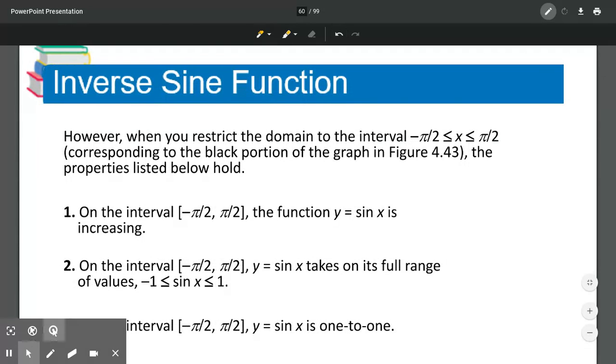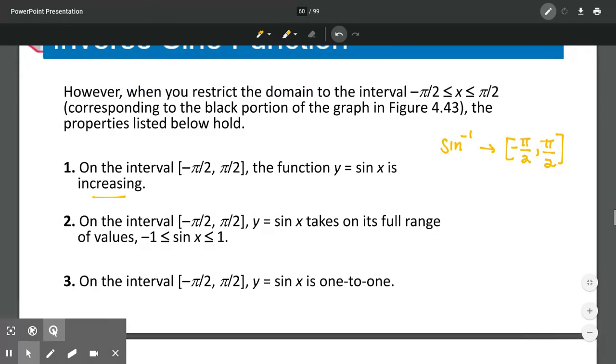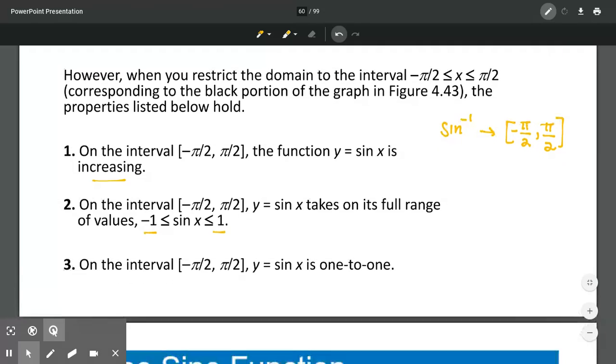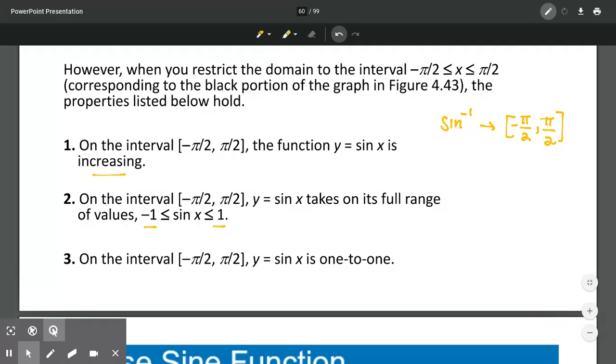So what we have to think about is that with our inverse sine function, and we'll get into this notation in a minute, your inverse sine function is always restricted from negative pi over 2 to pi over 2, which means all of your answers will fall in that range. Okay, and your sine function is always increasing, it takes on that full range of values from negative 1 to 1. And by restricting it, we make it 1 to 1. And remember, 1 to 1 means that your function passes the vertical line test and the horizontal line test.